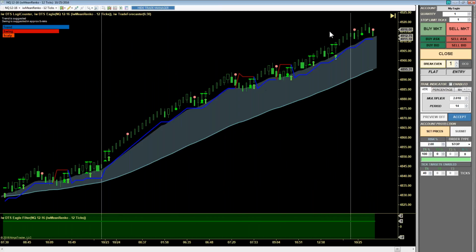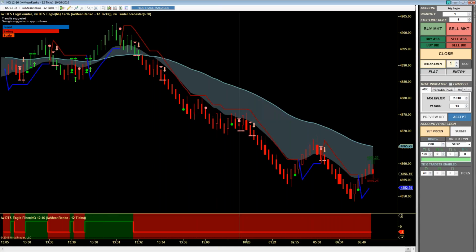The Eagle, like the other tools, we tend to focus on signals that have confluence. So once again, we're looking for everything to be in sync: green bars, green signal, green filter. There are a couple exceptions, but primarily that's what we're looking for.